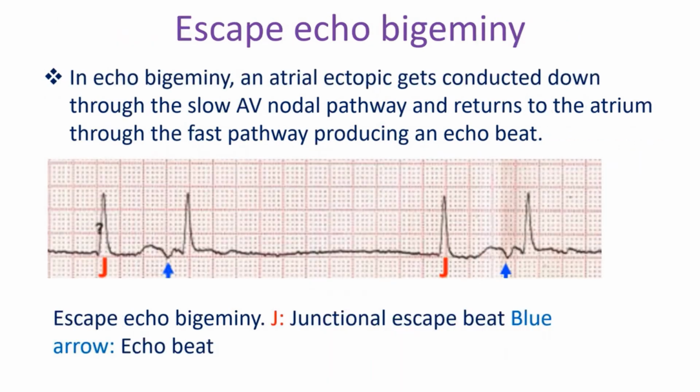In echo bigeminy, an atrial or junctional ectopic gets conducted down through the slow AV nodal pathway, and returns to the atrium through the fast pathway, producing an echo beat. The echo beat in this ECG has an inverted P wave in lead 2, indicating retrograde conduction to the atrium. Junctional beat has no P wave.